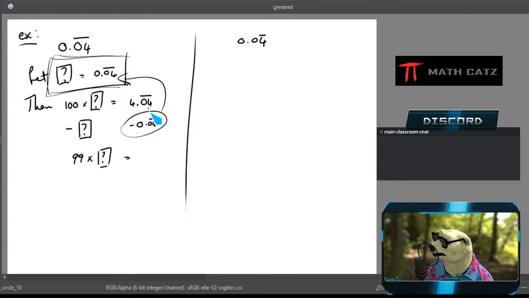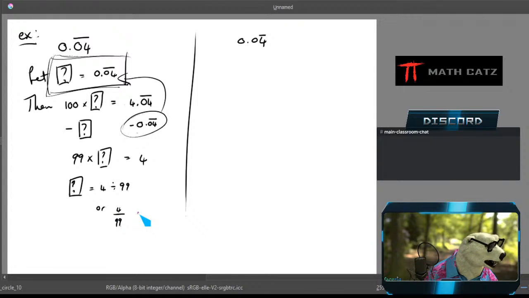I subtract the decimal tail perfectly. I have 4 left. And then I convert this to division. 4 divided by 99, or 4 over 99. The fraction is just a different representation of division. Okay, so that is very similar to questions where all of the decimal portion is repeated.